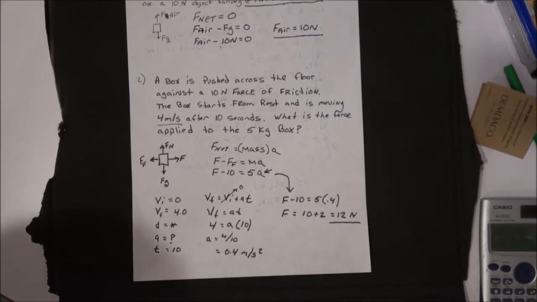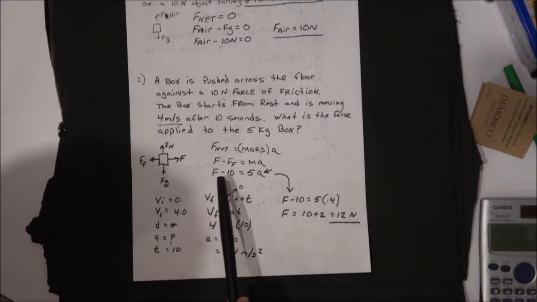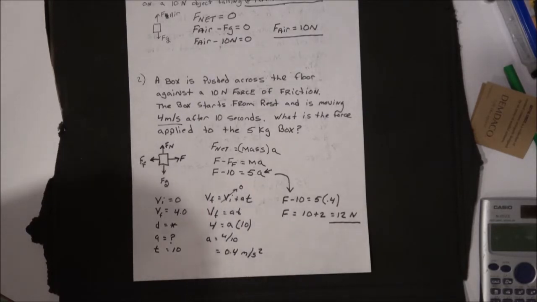Now that we have acceleration, we can go back to our Newton's second law equation, and we have F minus 10 equals 5a. So we have F minus 10 equals 5 times 0.4 from here. So we're left with F equals 10 plus 2, or 12 newtons.